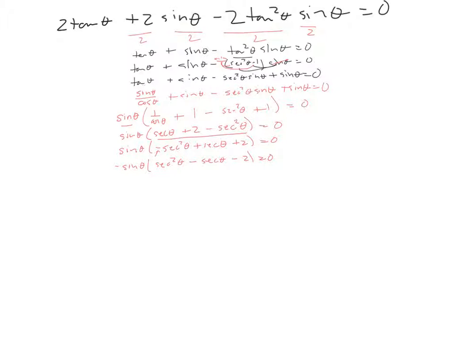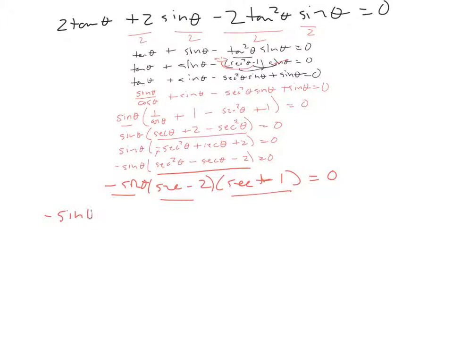Okay, and now I can factor this. So that'll be secant and secant equals 0. And then I think this will be a minus 2 and a plus 1. And then I have a negative sine theta outside. So now I've got 3 factors, all of which could equal 0. I can use my zero property. So first I have negative sine theta equals 0. So divide both sides by negative and you just get sine theta equals 0.